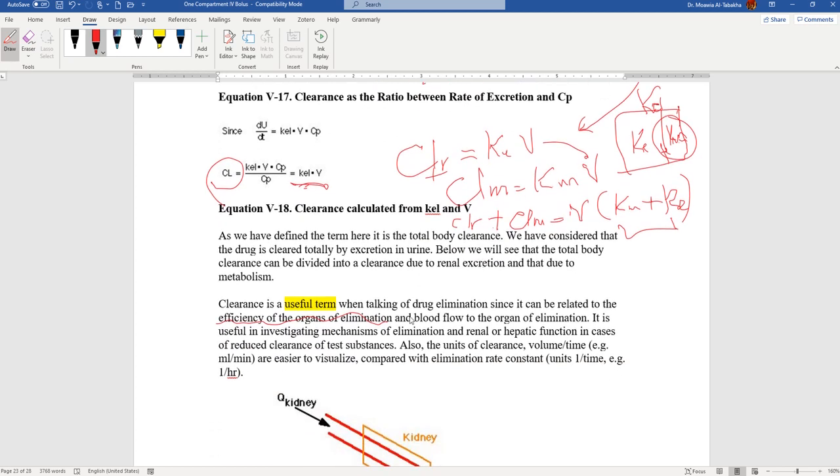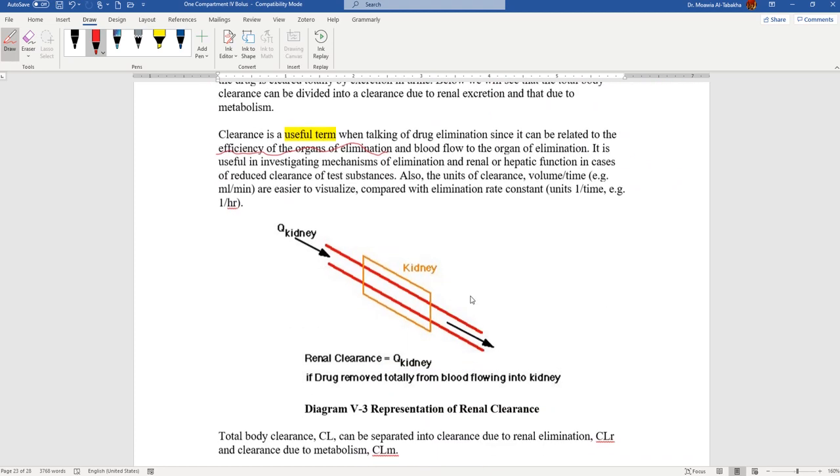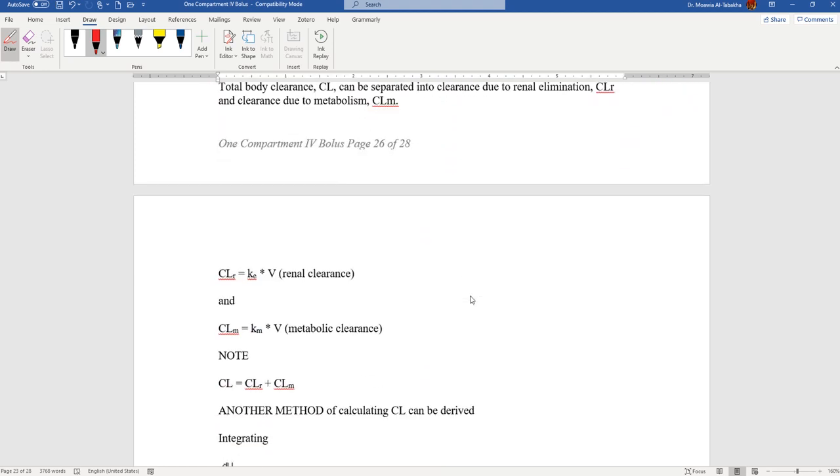That's why, for all these reasons, clearance is more important than the elimination rate constant. Also, I want you to know that clearance is directly used when I want to do a dosage regimen. We use clearance; KEL alone is not enough. Okay?